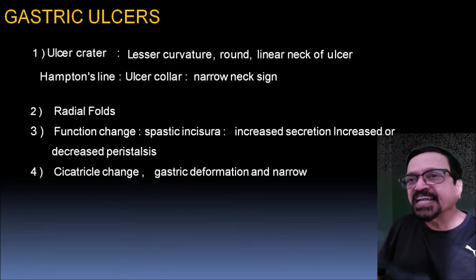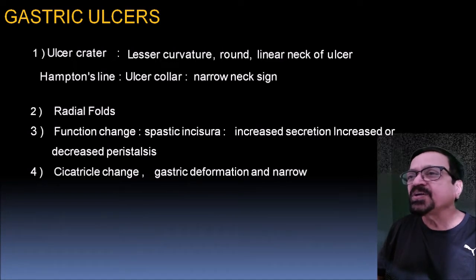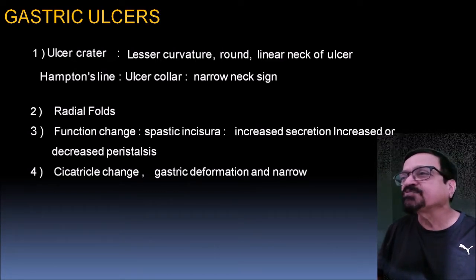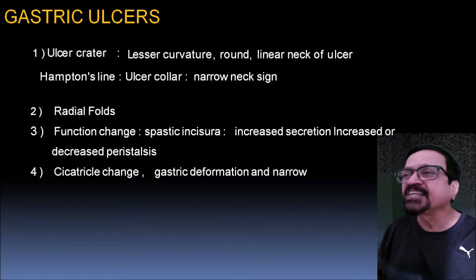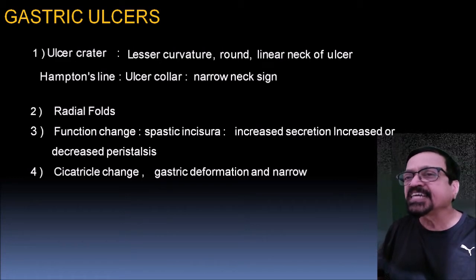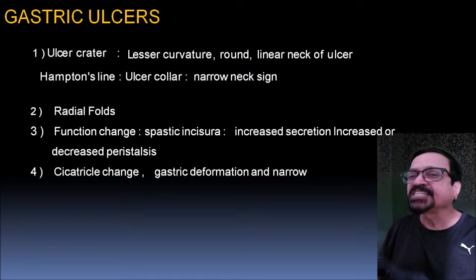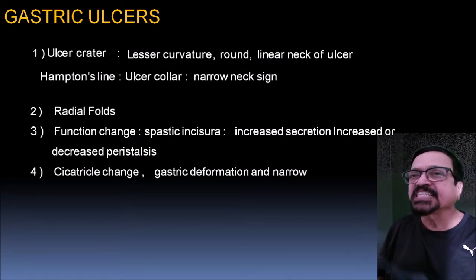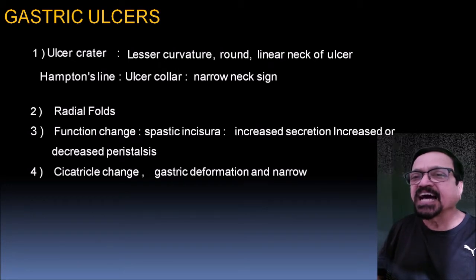If the ulcer crater is on the lesser curvature, it is round or linear, and the neck of the ulcer is called the ulcer crater. Hampton's line is a collar, that is the ulcer collar, or a narrow neck region. Radial folds are the third thing we have to observe. Then functional changes such as spastic incisura, increased secretions, and increased or decreased peristalsis are points in favor of benignity and malignancy differentiation.